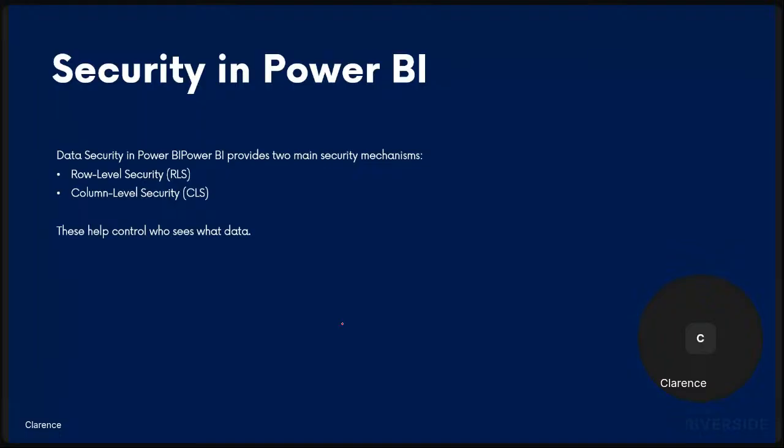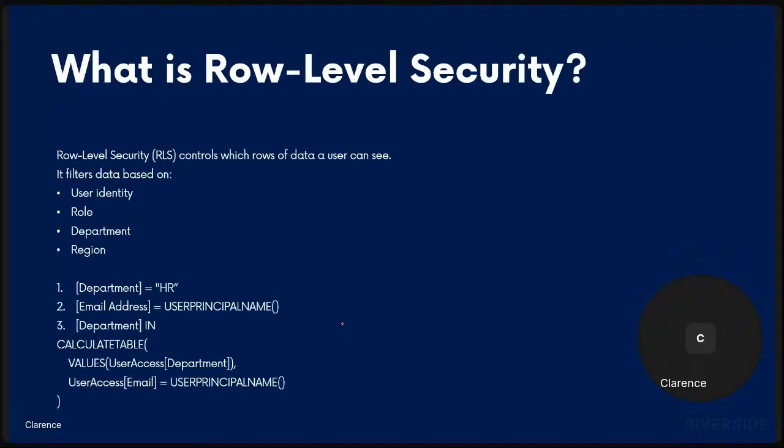Row level security is about restricting people's access to certain rows, and column level security is about restricting people's access to certain columns, right? So we can start with row level security. So what exactly is row level security? Row level security is really about controlling which rows of data a user can actually see. You can filter this based on the user's identity or based on a person's role or department, right?